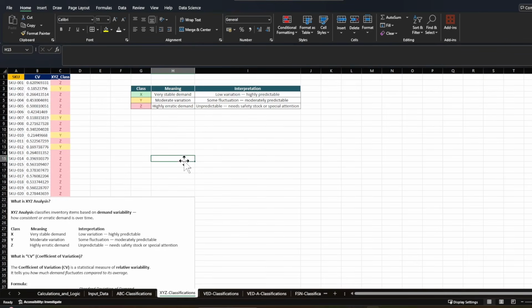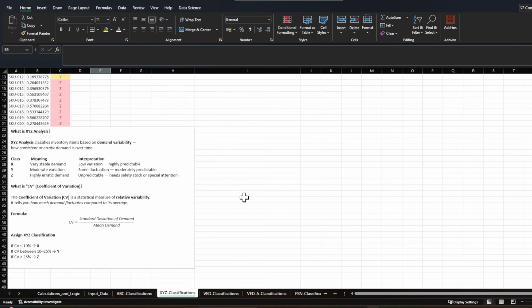So how can you model it in Excel? It's very easy. You need to write down all of your SKUs. Then the CV, you can get it from the input data, and a simple formula in order to assign the value of X, Y, and Z in this case.